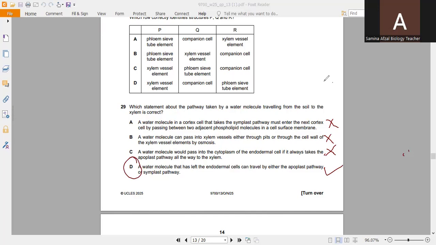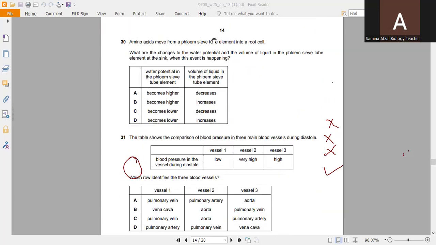Now question number 30. Question number 30 is: amino acids move from phloem sieve tube elements into root cells. So they have given us a table. What are the changes to the water potential and the volume of the liquid in the phloem sieve tube elements at the sink when this event is happening?